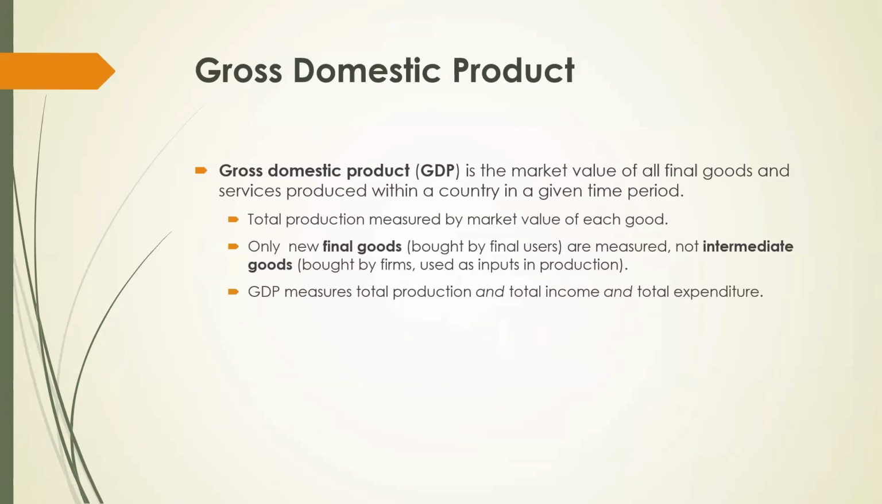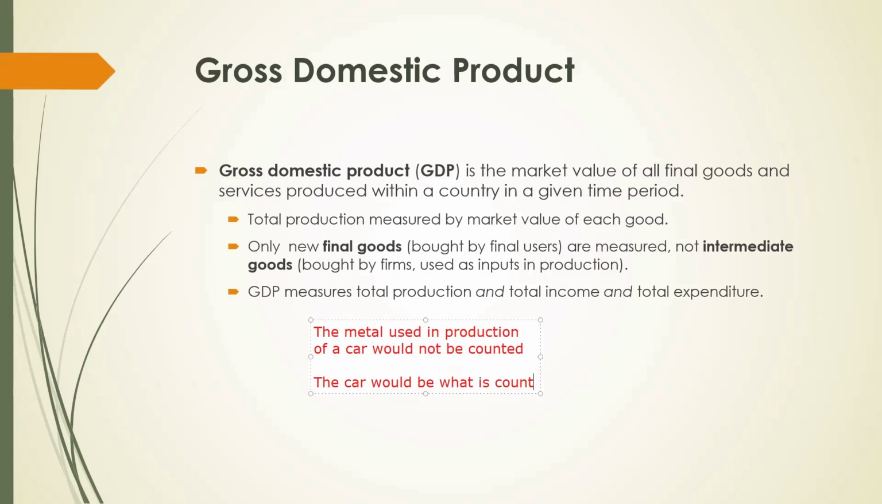Gross domestic product is the market value of all final goods and services produced within a country in a given time period. So it's only focused on final goods, not intermediate goods. The metal used in production of a car would not be counted. The car would be what is counted, not the components that make the car. That's a very important point because if it measured the goods that go into making the products and services, there would be a lot of double counting.